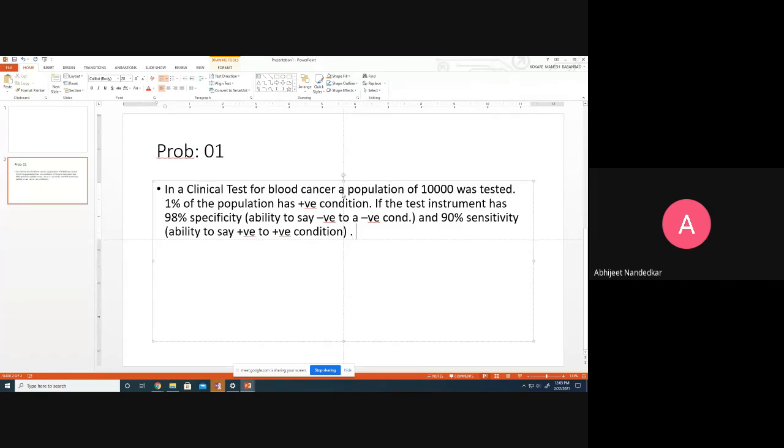If we take a sample test and the test result is positive, what is the probability that the sample has the condition?